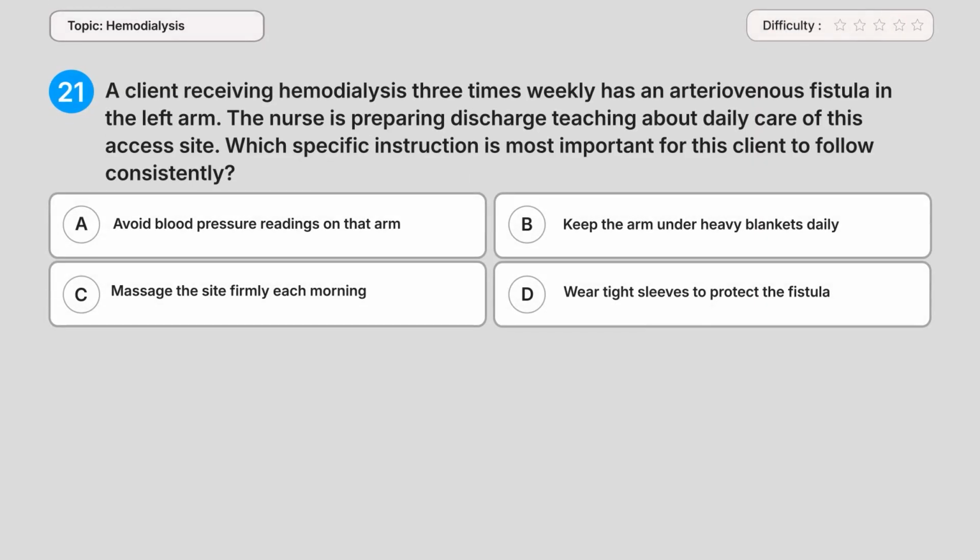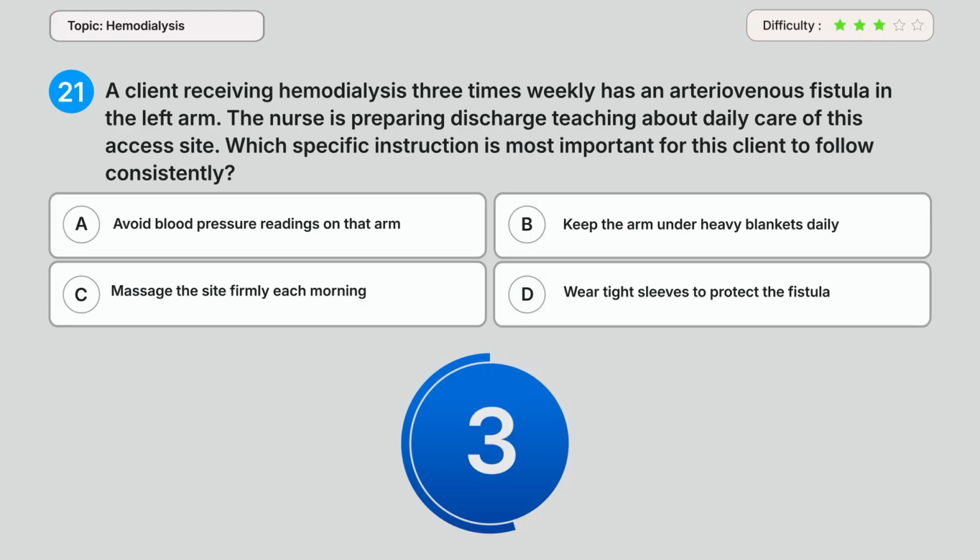21. A client receiving hemodialysis 3 times weekly has an arteriovenous fistula in the left arm. The nurse is preparing discharge teaching about daily care of this access site. Which specific instruction is most important for this client to follow consistently? A. Avoid blood pressure readings on that arm. B. Keep the arm under heavy blankets daily. C. Massage the site firmly each morning. D. Wear tight sleeves to protect the fistula. What do you think is the answer?